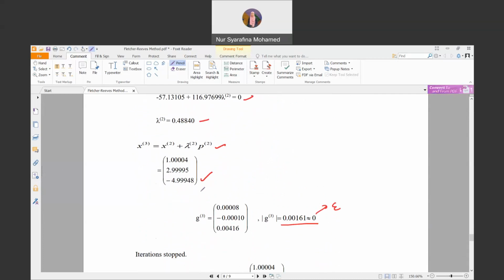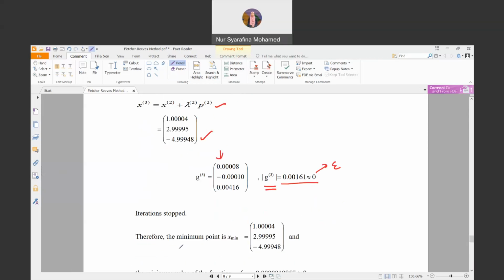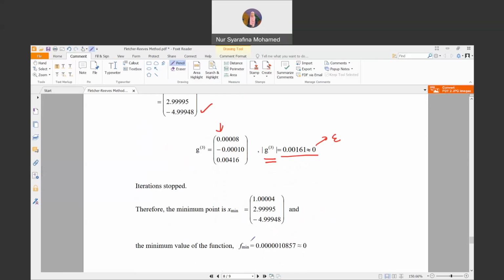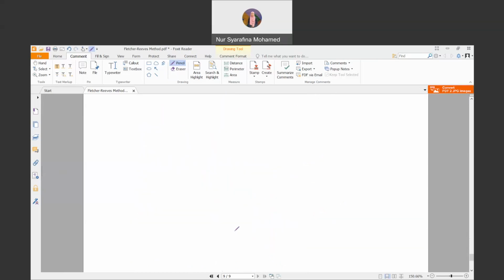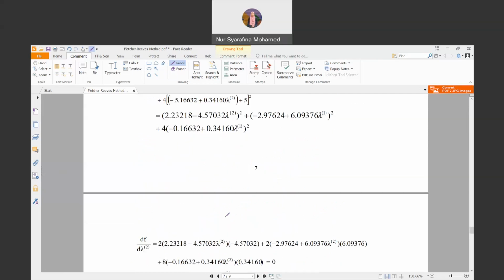So once you substitute to g3, always check the magnitude of g and then compare with the epsilon. Once it reaches the value of epsilon, which is approaching 0, then we stop the iteration. Okay, then the minimum point is obtained, where the minimum value is obtained from the minimum point. So this is how we calculate the Fletcher-Reeves method.